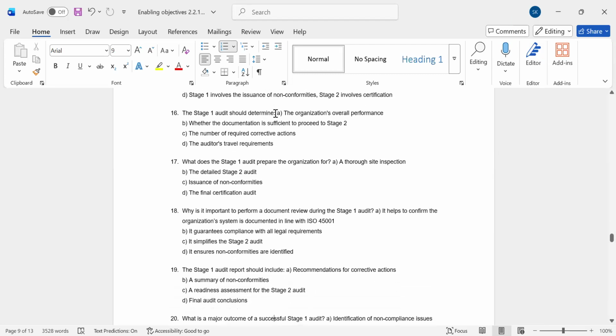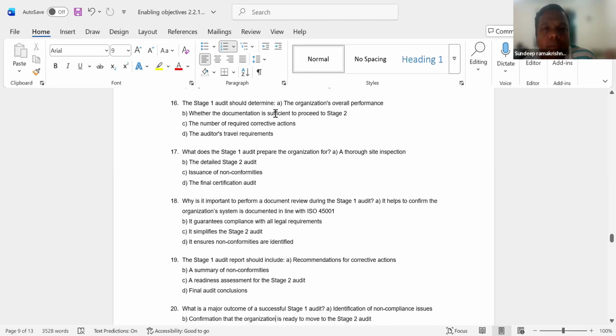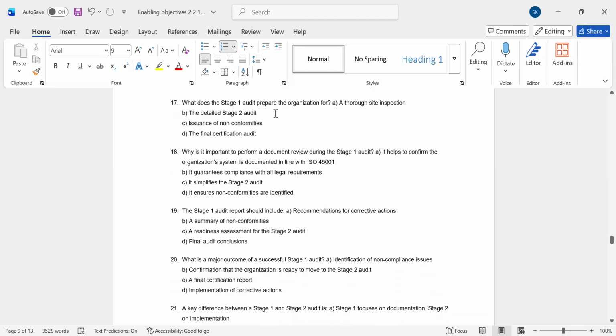Question 16. The stage 1 audit should determine: A. The organization's overall performance. B. Whether the documentation is sufficient to proceed to stage 2. C. The number of required corrective actions. D. The auditor's travel requirements. B. Whether the documentation is sufficient. Yes, B. Right. Correct.